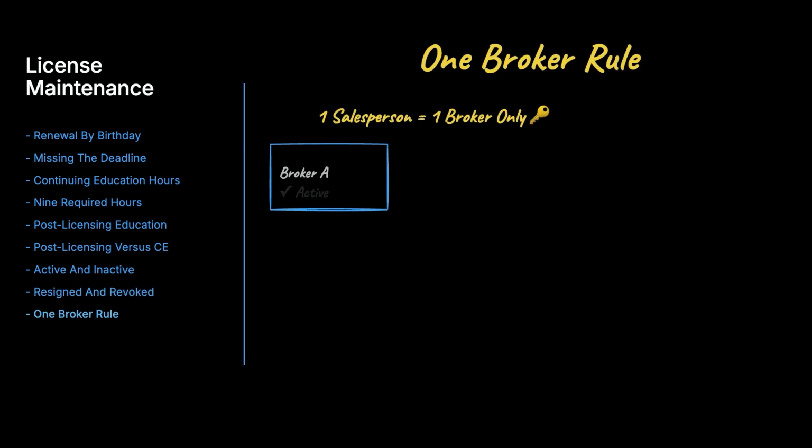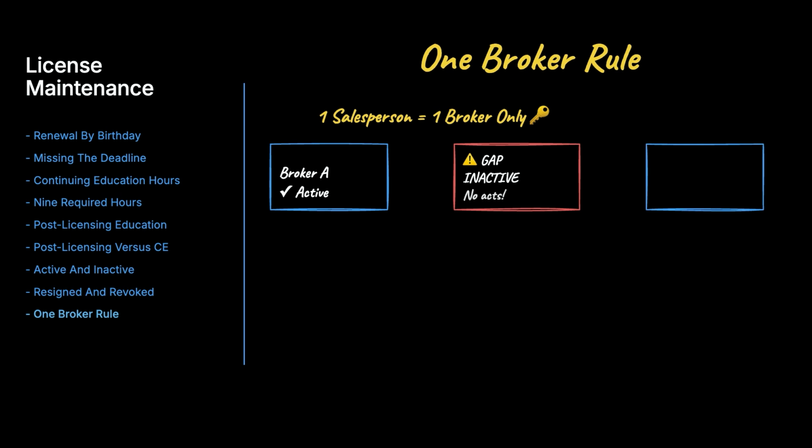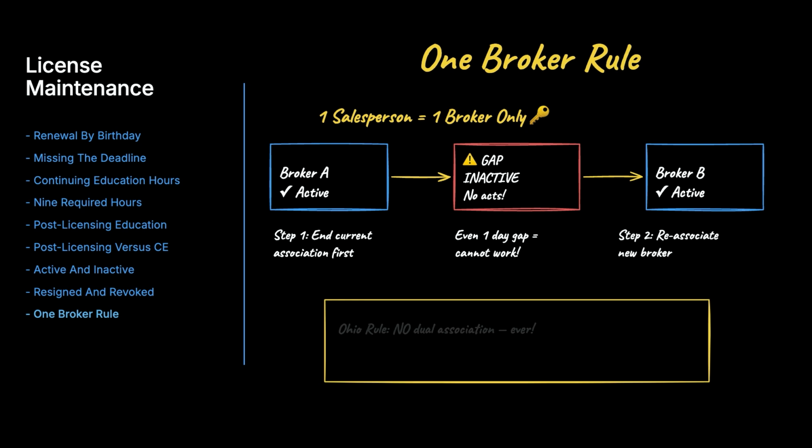Here's a strict Ohio rule worth a guaranteed point. A salesperson may work for exactly one broker at a time, with no dual association. To switch brokers, you first end the current relationship, then reassociate your license with the new broker. During any gap, even a single day, you're inactive and cannot perform any licensed act.